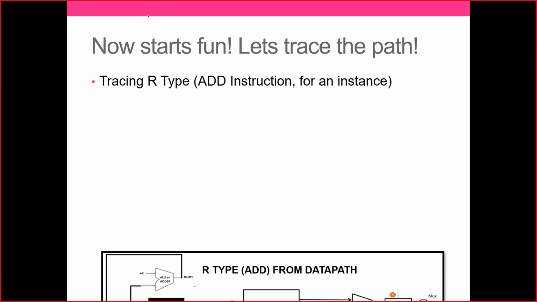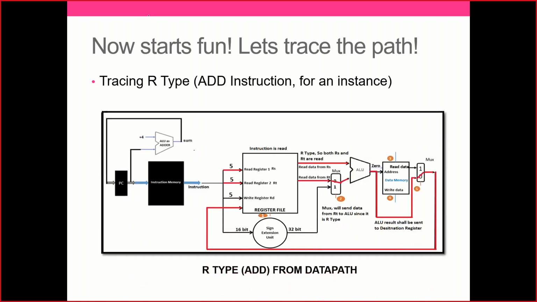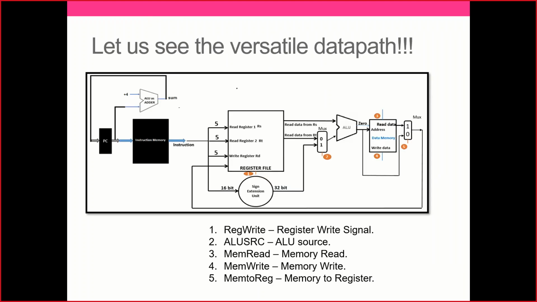We have seen how to trace the data path for R type in the last class, and I explained this clearly. We used the multiplexers for the first time, and remember, I introduced you to the signals. What are the signals we discussed? We discussed the signals called regwrite, ALU SRC, memread, memwrite, mem2reg.